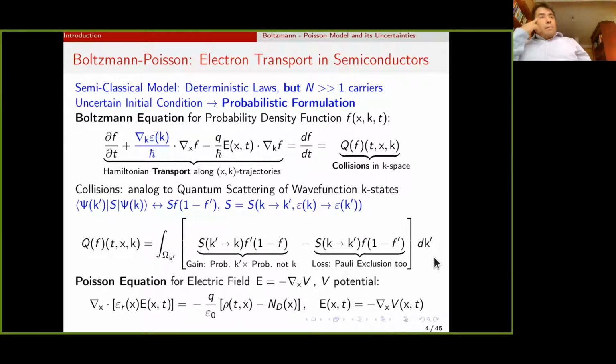Now, the electrons are charged particles, and that means that they generate a self-consistent electric field. This is why you have to solve the Poisson equation, where you have the electric field as the minus gradient of the potential, and you need also to know the location of the charges via the density. So you have a time-dependent density that also depends on position. And this interrelation between the Boltzmann collisional transport equation and the Poisson equation is what gives rise to this model for describing electrons moving in semiconductors.